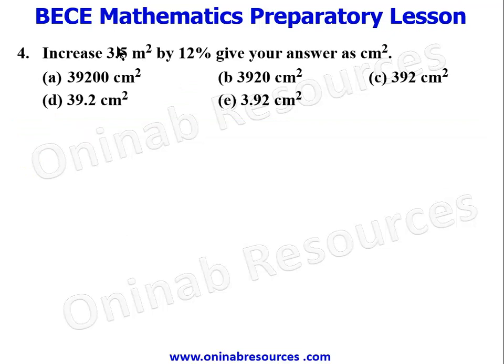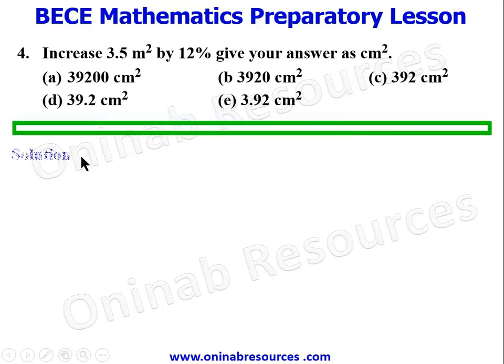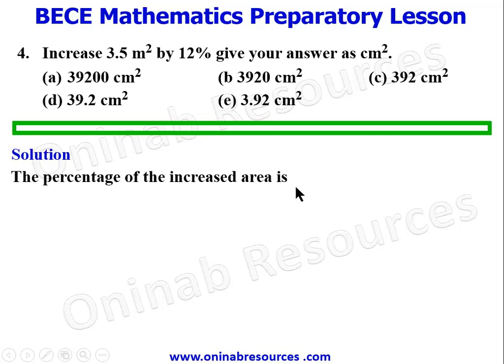For problem 4, increase 3.5 meters squared by 12%. Give your answer as squared centimeters. So this is representing an area since the unit is a meter squared. So in our solution, we look at the percentage of the increased area. Since the area is being increased, so what is the percentage of the increased area? That's going to give us 100 plus 12%, which gives 112%. Since it is being increased, so the percentage increase plus the original percentage.